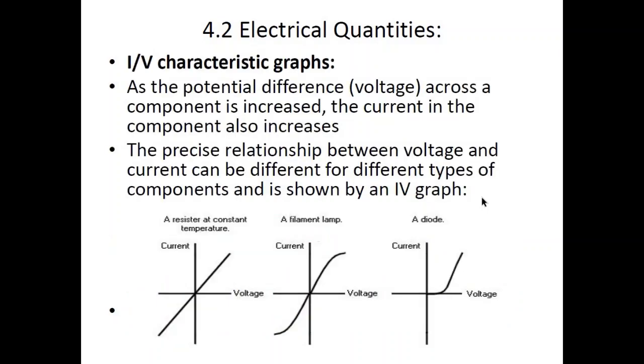Next, you need to know the current and voltage characteristics graph. As the potential difference across a component is increased, the current in the component also increases. The precise relationship between voltage and current can be different for different types of component, so you simply need to learn the shape of these graphs. For an ohmic conductor, meaning a conductor that follows Ohm's law, the line would always be straight. For a filament lamp, the line would be slightly curved. For a diode, the line would be like this. Okay, you'll need to remember it.